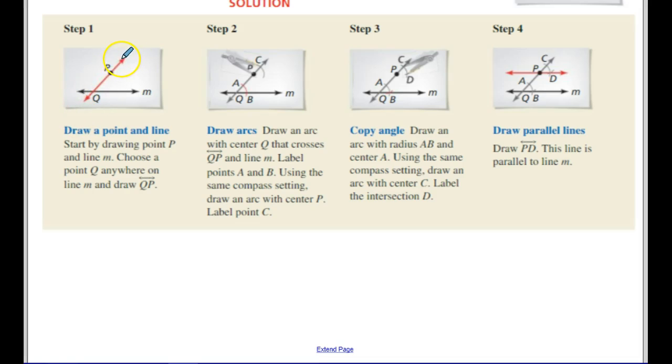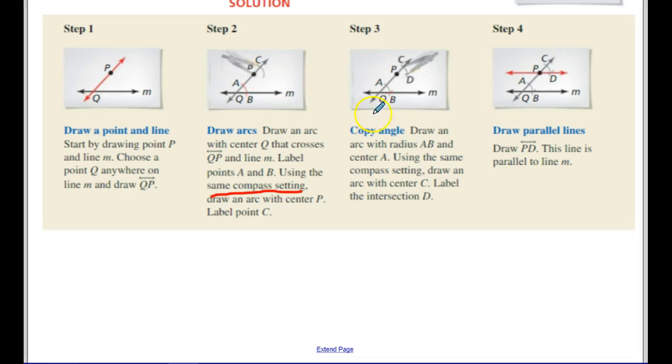Okay, the second step is I get my compass. Whenever we're doing constructions, we're going to need a ruler, our straight edge, and a compass, the two big things. So I've got these two. Now I draw some arcs. I draw an arc that crosses both of my lines, and then I draw an arc through point P. The big thing here is I don't change my compass.